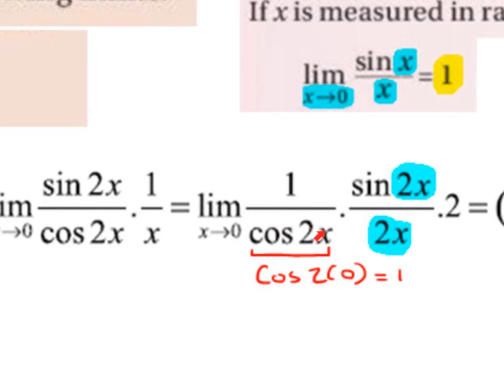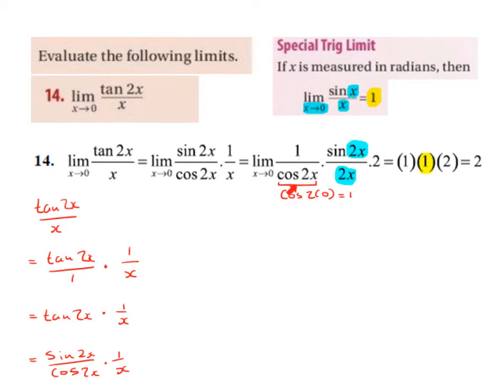Now cos 2x, if x is going to be 0, is cos of 0, which is 1. So this will end up being 1 over 1. So 1 over 1 just gives us 1. Sine 2x over 2x is our special trig limit, which gives us 1. And 2 stays as 2. And 1 times 2 is 2. So the limit of tan 2x over x as x approaches 0 is 2.